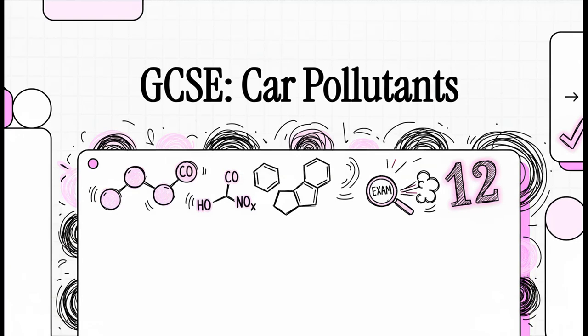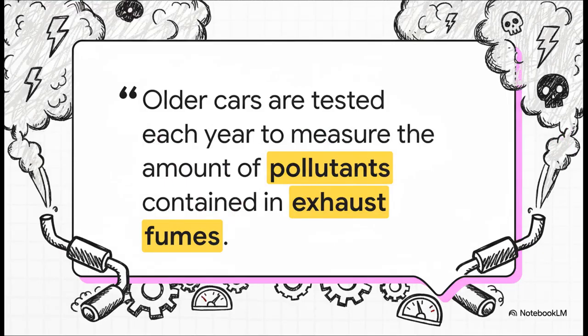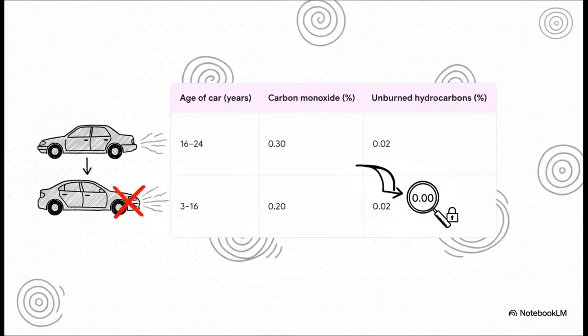All right, let's talk about a question that can get you a huge 12 marks on your GCSE paper. Yep, 12. And in the next few minutes, we're going to break down exactly how you can nail every single one of those marks. So here's where it all starts. This one sentence is the whole setup. We're basically looking at the nasty stuff that comes out of a car's exhaust and why we have to have rules about it.